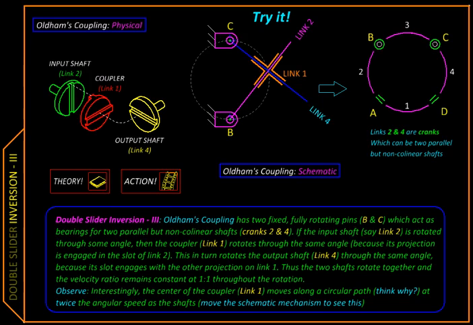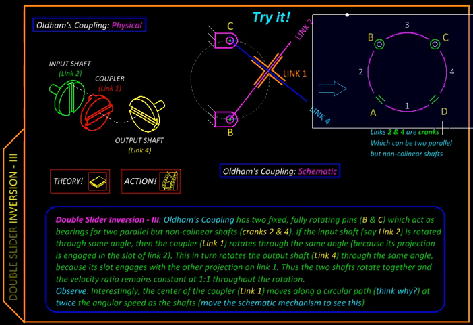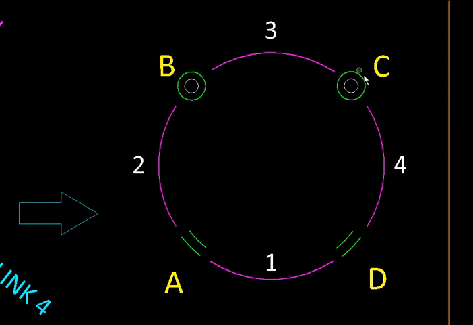Here we will see an interesting inversion of the double slider linkage. The linkage is shown here in a schematic form. So it has essentially 4 links and 4 pairs. 2 of them are revolute pairs and 2 are sliders. Now we are going to fix link number 3 like this.